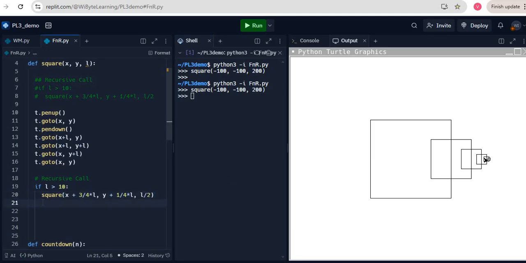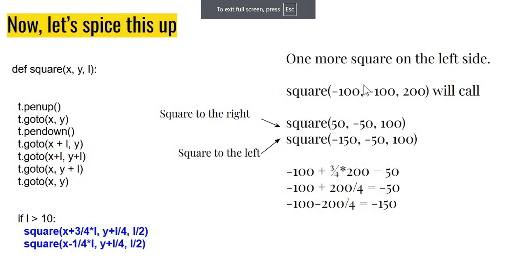Let's say instead of calling my square recursively only once, I call it a second time. This time round, I tell my second square to be on the left side of the first square. Now think through this carefully. Basically, we are asking one more square to be drawn on the left side. Remember, we had minus 100, minus 100, 200. Now this will call 50, minus 50, 100, which is the square to the right side. This will also go and call now a square to the left side, minus 150, minus 50. And that's because minus 100 minus 200 by 4 is minus 150. So basically one square to the left.